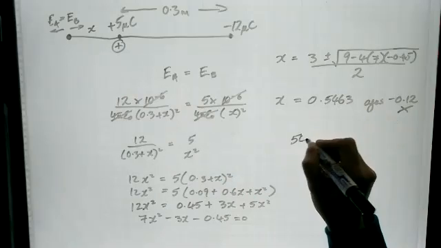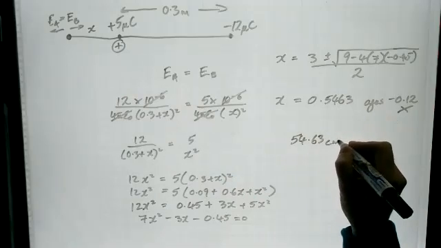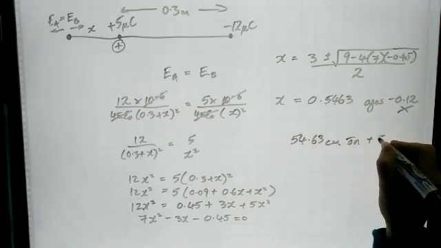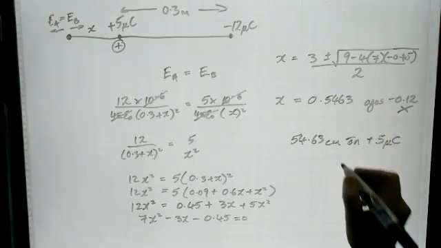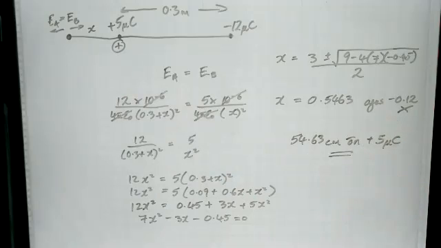So the answer is 54.63 centimeters from the plus 5 microcoulomb charge. This chapter is definitely worth revising, because you'll do past papers on chapter 2, with forces between charges and the electric field strength between charges.